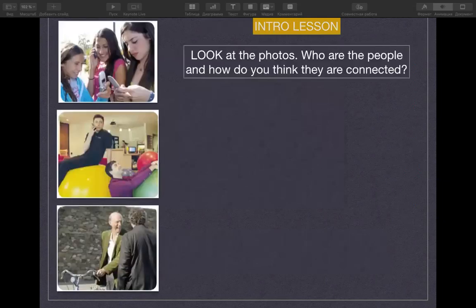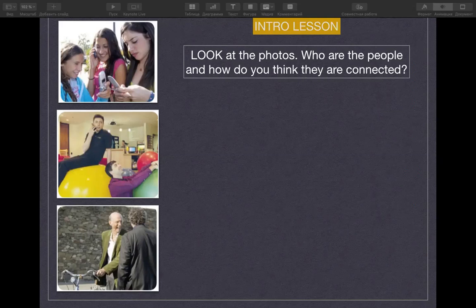And here we have 3 pictures, and look at the photos. Who are the people, and how do you think they are connected? Who are the people? So these are 3 girls on the first picture with cell phones. On the second picture, there are 2 guys with balls and the phones, and on the third picture, there are 2 men that actually faced each other and bumped into each other suddenly, and they're glad to see each other.